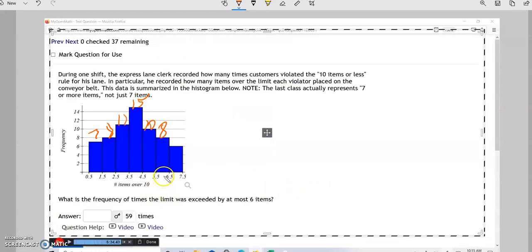Okay, 6 items at most. It falls between 5.5 and 6.5. So at most means including 6. So you would add up these. This is 7, because it's right here. This is 8. This is 11. This is 15. That's 10. That's 8. And if you add them up, you get 59.